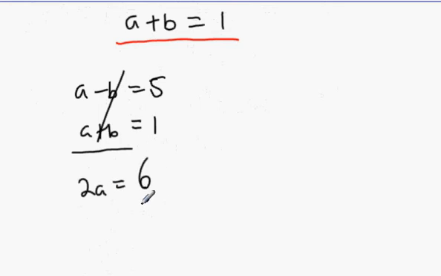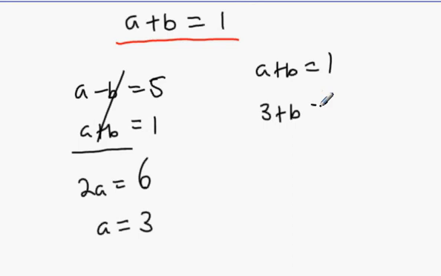2a equals 6, a equals 3. Everybody happy with that? a equals 3. Now we can go into a plus b equals 1. That's 3 plus b equals 1. b therefore is, anybody? Minus 2. So who got a equals 3, b equals minus 2? Okay.